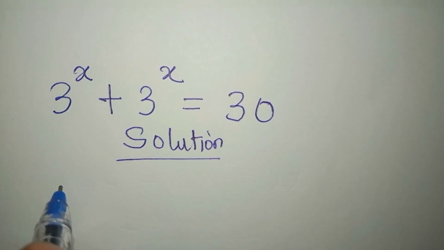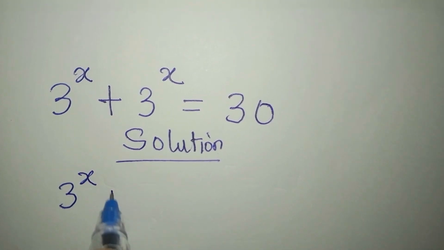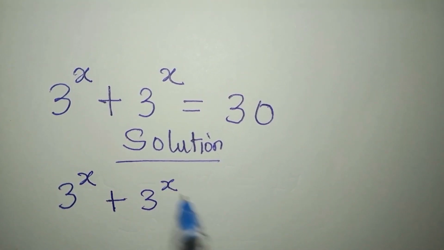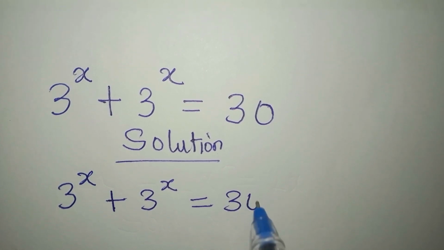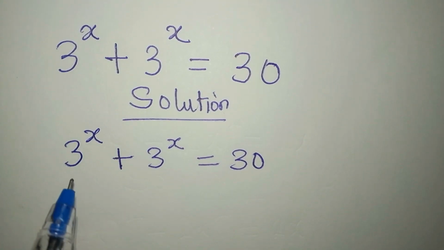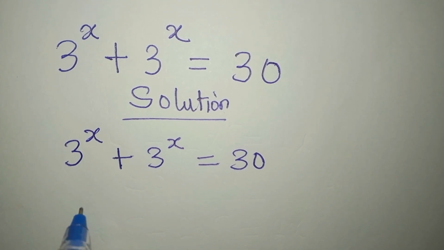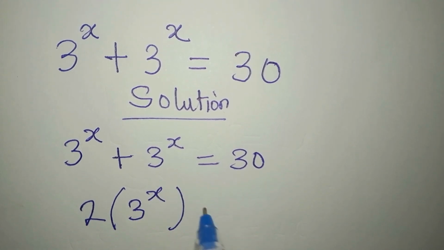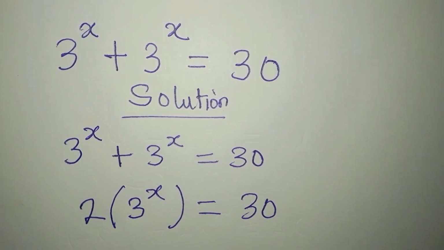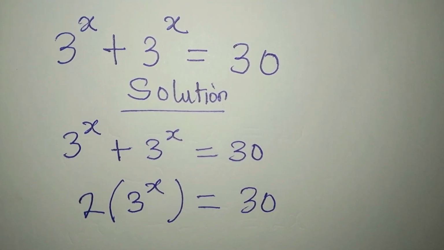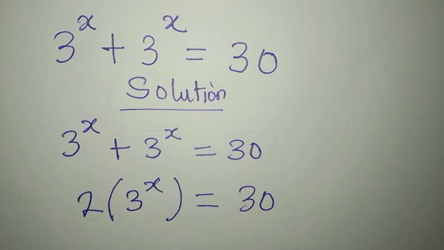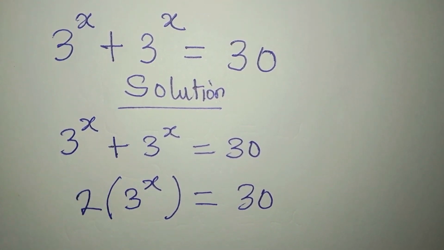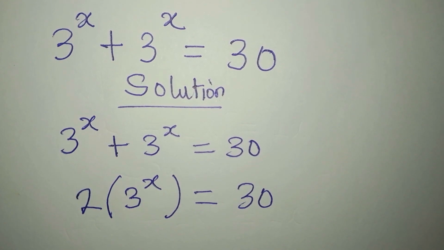Let's provide the solution to this problem. 3 to the power of x plus 3 to the power of x will give us 2 of 3 to the power of x. Then we divide this. This is equal to 30. And mind you, you might be saying, why is this not giving us 6 to the power of x, right?